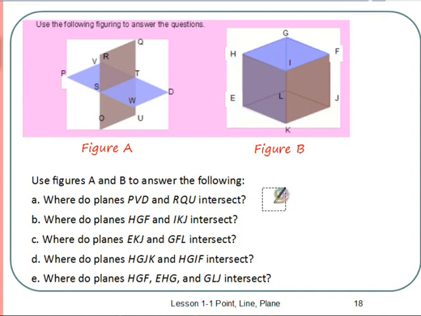Where do planes PVD and RQU intersect? Well, they intersect at line ST. Okay, line ST. The horizontal plane and the vertical plane intersect at that line right there, ST. Where do planes HGF and IKJ intersect? Well, they intersect at IF. All right. Where do planes EKJ and GFL intersect? Well, they intersect at LJ. Okay. There's a pattern here that hopefully we're going to figure out on part D.